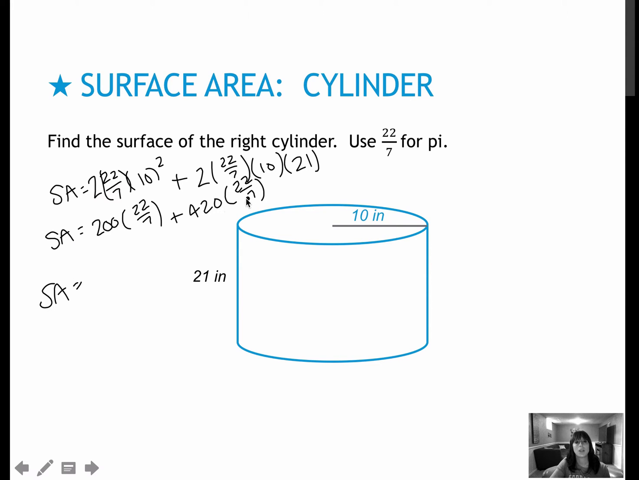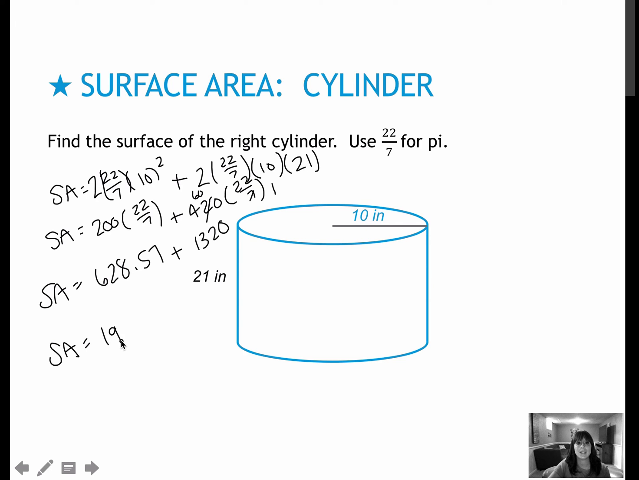This one I'm actually going to go ahead and break that down. This is going to be 1 and this is going to be 60 because I can divide both by 7. And so I've got my first part of my surface area is about 628.57-ish. And notice I'm going out to 2 places. Over here, 60 times 22 is 1320. And then my surface area is just the sum of those two things.